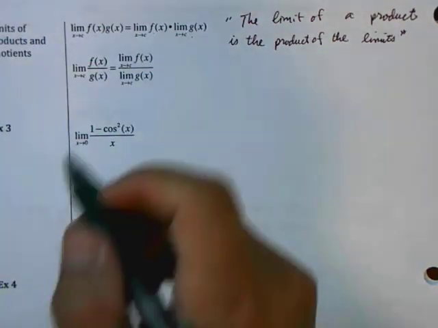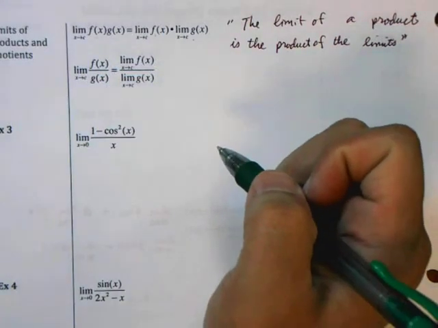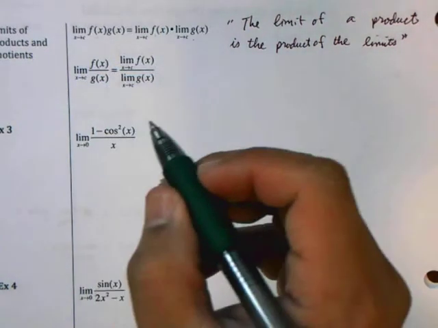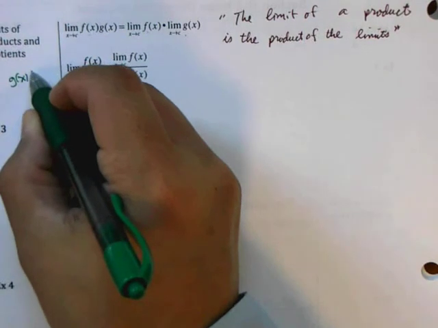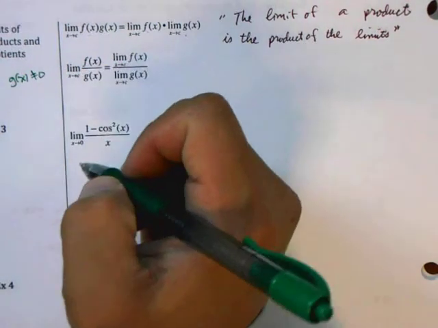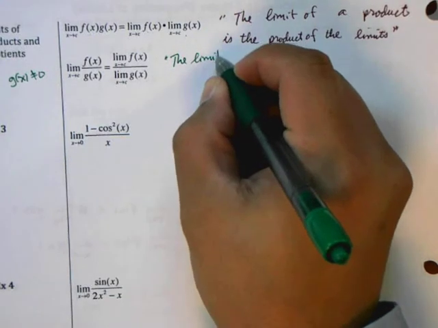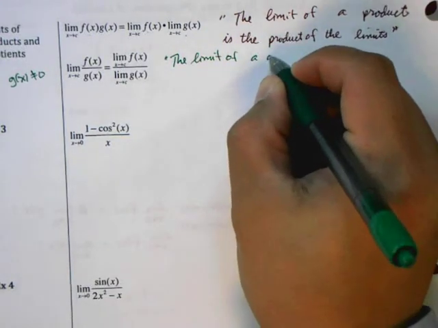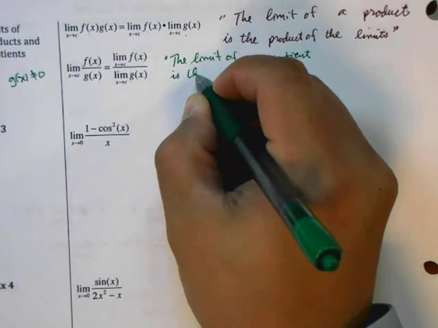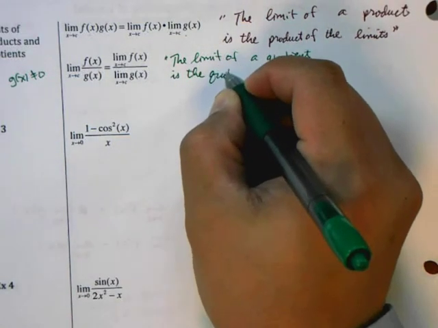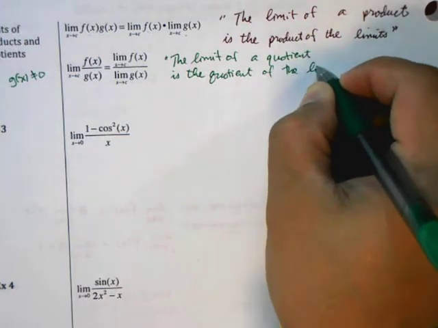This is just saying that the limit of a quotient is the same thing as the quotient of the limits. And I should note here that g of x cannot be equal to 0. So the limit of a quotient is the quotient of the limits.